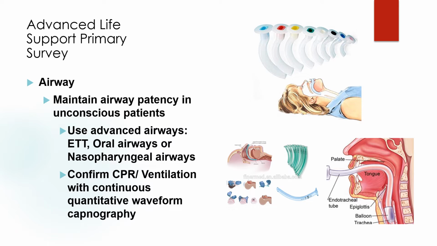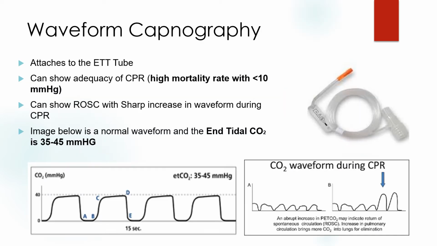We're going to be confirming CPR and ventilation with continuous quantitative waveform capnography. So waveform capnography attaches to the ET tube or the ambu bag. It can show adequacy of CPR. Less than 10 is a high mortality rate, so that means our CPR is of poor quality. It can also show ROSC, which is return of spontaneous circulation, and we will have a sharp increase in waveform as seen in the bottom picture on the right.